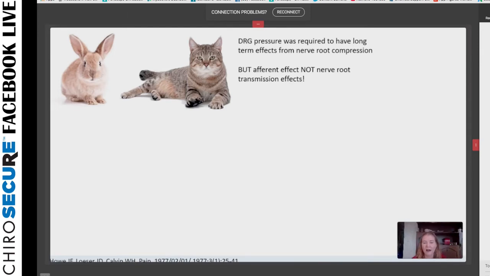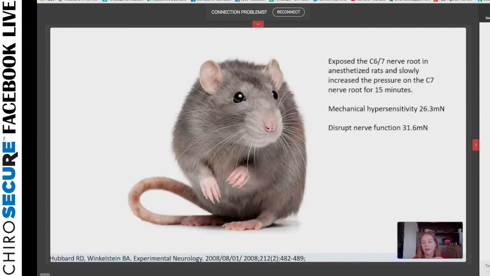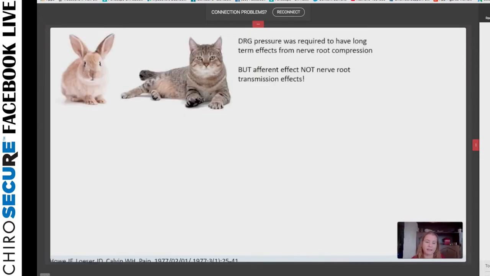So obviously, the pressure it took to get these long-term or after effects from putting pressure on a squashed nerve root had to involve the dorsal root ganglia. And this pressure was obviously not enough to cause disruption to the actual nerve root flow. It was only really enough to cause that mechanical hypersensitivity.